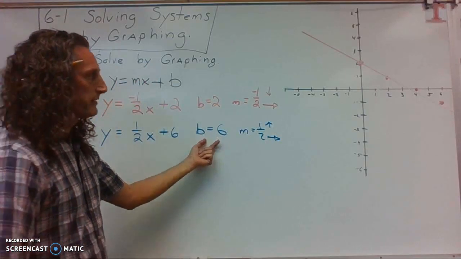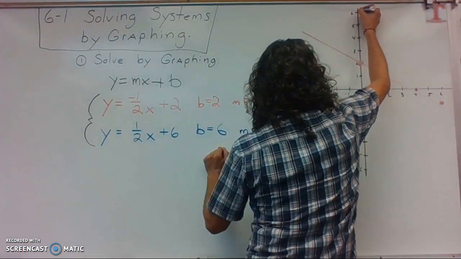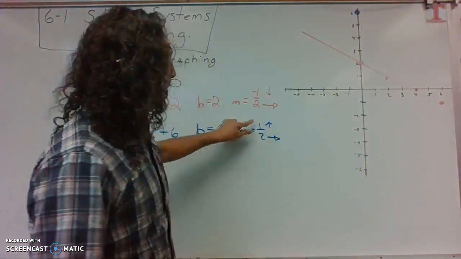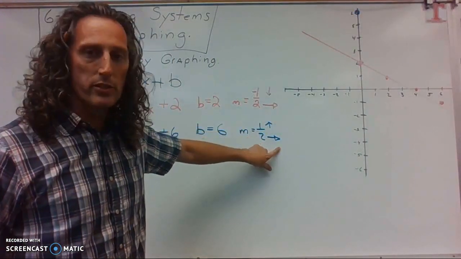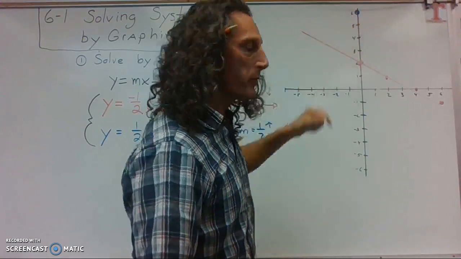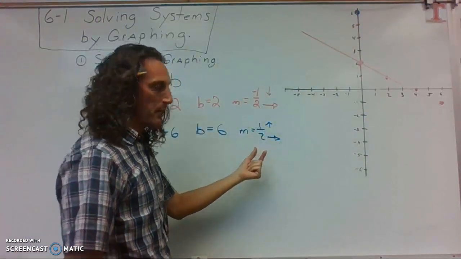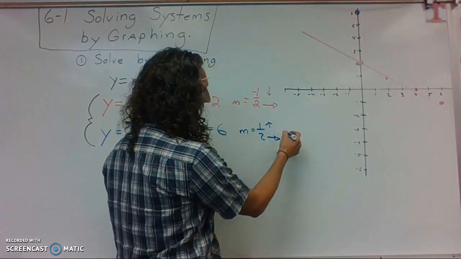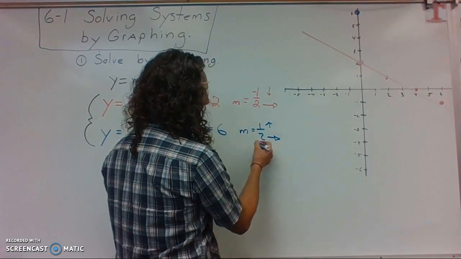So I'm going to go to 6, which is way over here at the top. And then it says go up 1, sideways 2. Well, I can't go up because I'm out of room. So I'm going to do the exact opposite. I'm actually going to go down and backwards.